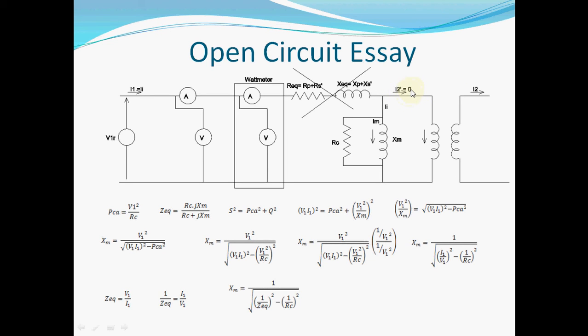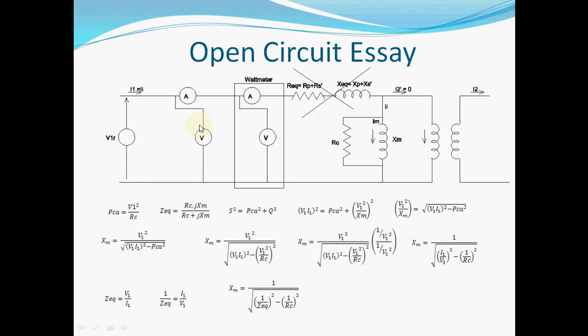And the voltage drop in this impedance is very low, and it's possible to annul the influence of this impedance in this circuit. So we can view this circuit with only this branch, okay?